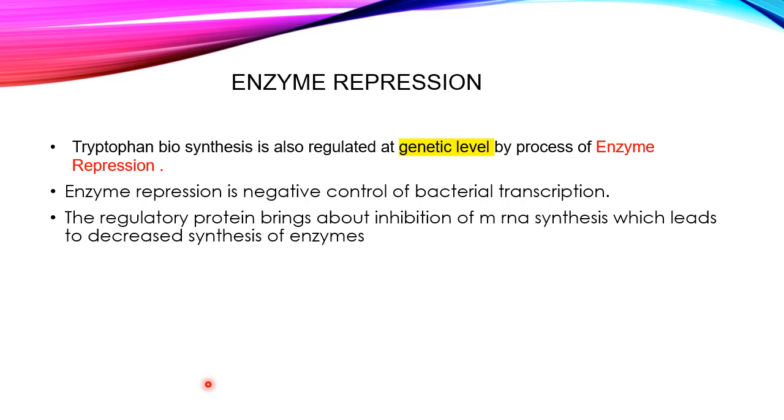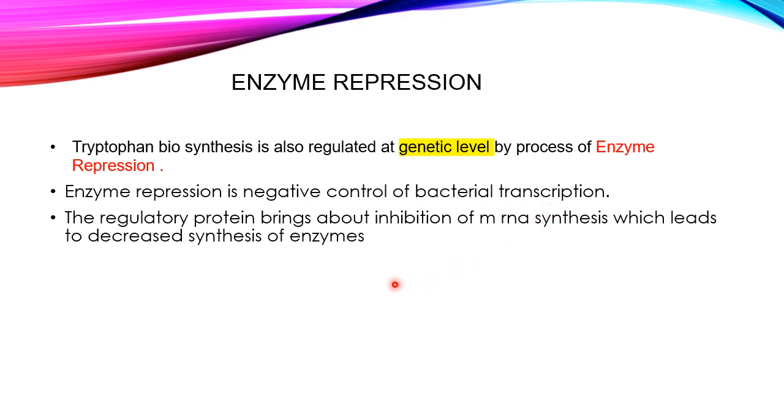So students, let's deal with enzyme repression. It is another concept after feedback inhibition. This concept can be explained by taking up again the tryptophan biosynthesis model. The tryptophan biosynthesis model, as explained earlier, is regulated at the genetic level by the process of enzyme repression. Now, what is enzyme repression? Enzyme repression is the negative control of bacterial transcription. Negative control means it is stopping the bacterial transcription.